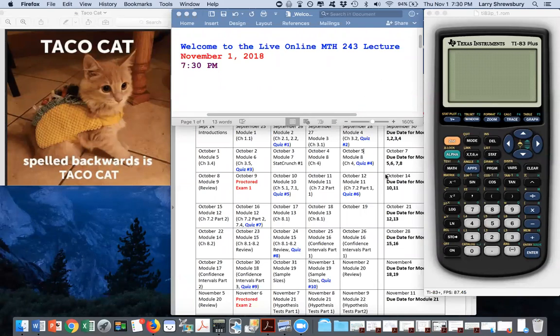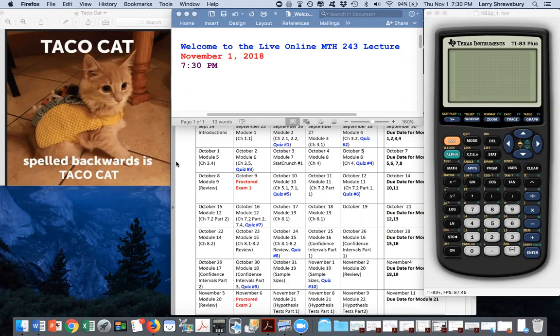Looking at our calendar, you can see exam number 2 is coming up next week on Tuesday. As long as you're using the same proctor you used on exam 1, you don't need to tell me who your proctor is. I'll be sending it to the same proctor unless you tell me otherwise.